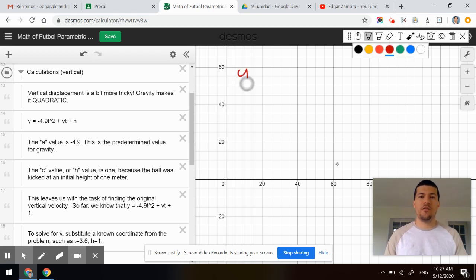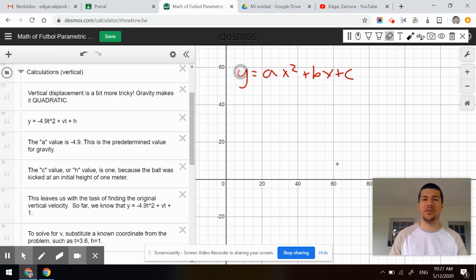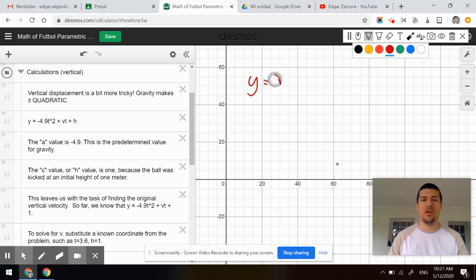So we had first established that y is going to be basically a quadratic function, which looks like this. All right, we said, well, we're not really going to use x's because this function is not going to be dependent upon x's. Instead, it's going to be dependent upon the parameter time. So we're going to say y equals a t squared plus bt plus c. And we're really going to think about what these three values mean in the context of the problem.